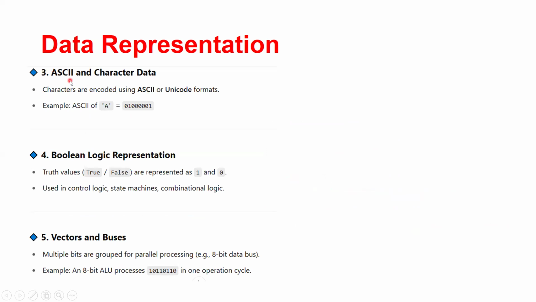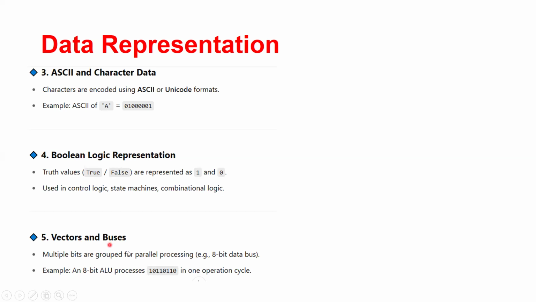Third form is called ASCII and character data. For example, letter A in ASCII form is given by this kind of numbers, that is 0, 1, 0, 0, 0, 0, 1. You have Boolean logic then, which is basically true or false. True is 1, false is 0. This kind of logic representation is used in control logic, state machine, and combinational logic when you design those kind of logics.